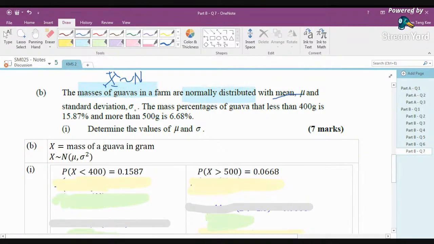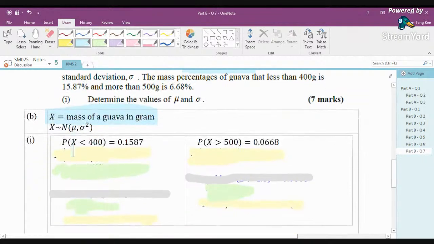So again, parameters hilang. But what we know is that the mass percentage of guava less than 400 gram is 15.87%. More than 500 gram is 6.68%. Part 1, find out the parameters mu and also sigma. So how are we going to do that? You will see the calculation is similar to just now. It's just that now we have some meaningful definitions on our X, where this refers to the mass of guava in gram. Again, parameters mu and sigma we don't know.